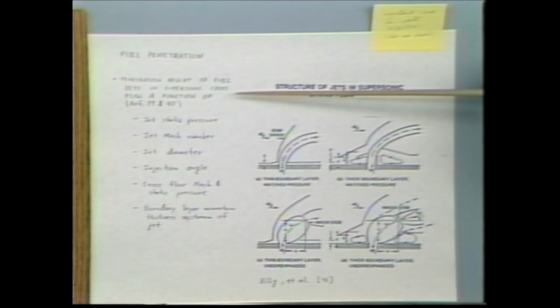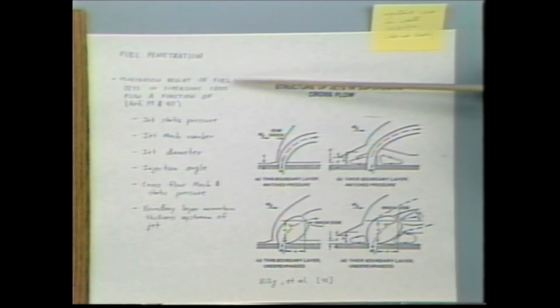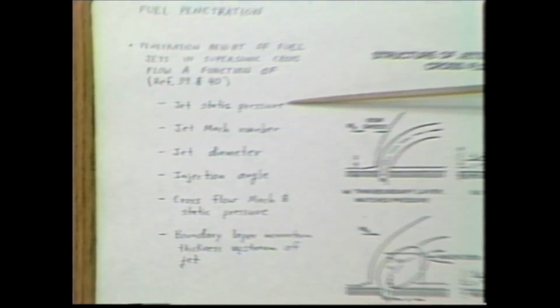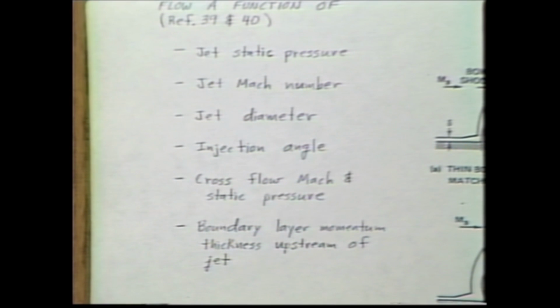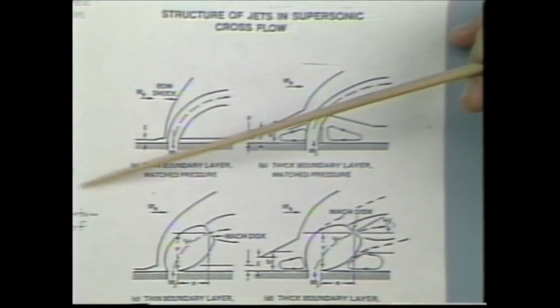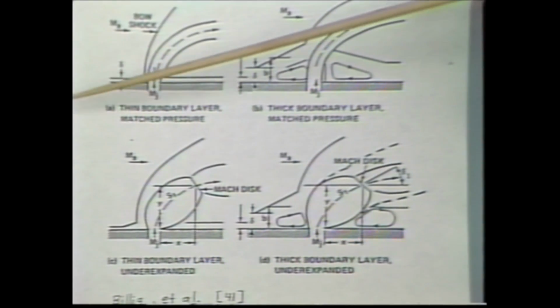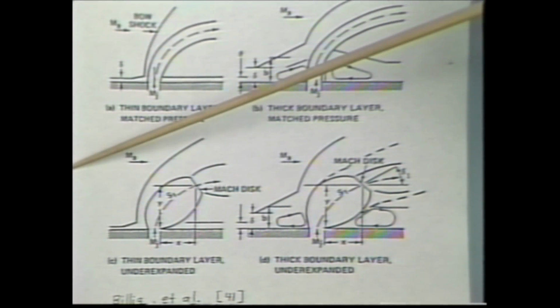Fuel penetration, since you're trying to inject from the walls, the only way you're going to get it to mix is to get that fuel out into the airstream. Again, you can do it artificially with structure or struts or something, or you can just try to inject a jet. Penetrating a fuel into the stream is a function of a number of things. Jet static pressure at the injection point, its Mach number there, the jet diameter, its injection angle, cross flow Mach number, that's the main flow Mach number and static pressure, and then the oncoming boundary layer thickness.